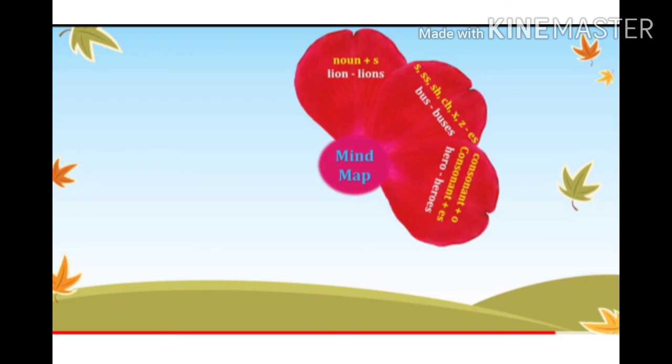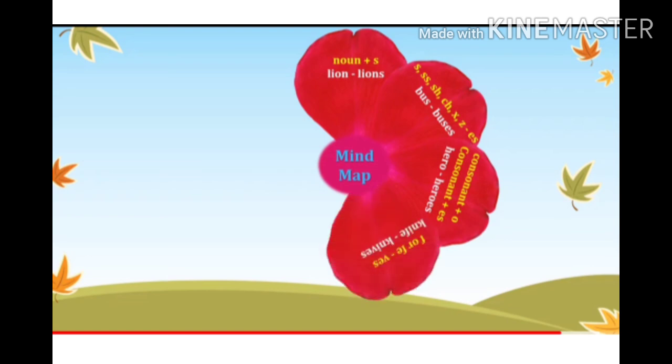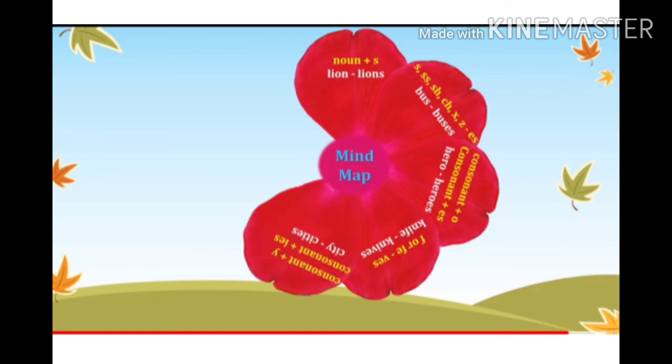Rule number 3 says, if your noun is ending with o, just check, do we have a consonant before o? If yes, then your noun will become plural by adding es. Rule number 4. If your noun is ending with f or fe, just cut them and use ves. For example, knife is ending with fe, just cut fe and write ves. So knife becomes knives.